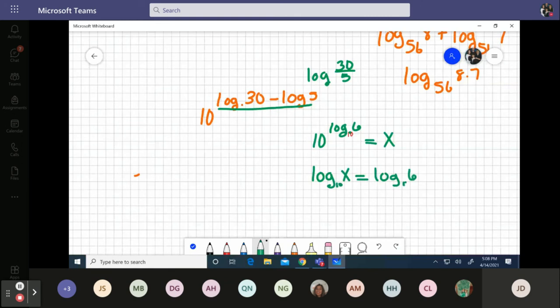I'm going to go ahead and put those little 10s in there, right? So what's x? This is a log base 10, that's a log base 10, those are the same, so that's going to leave me with x is equal to 6.